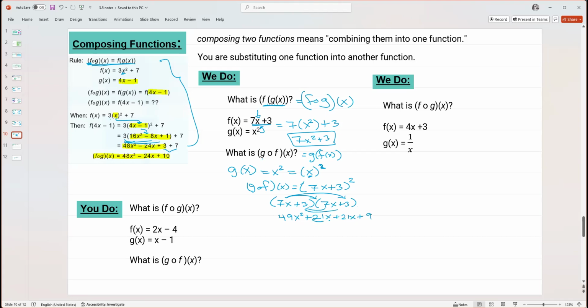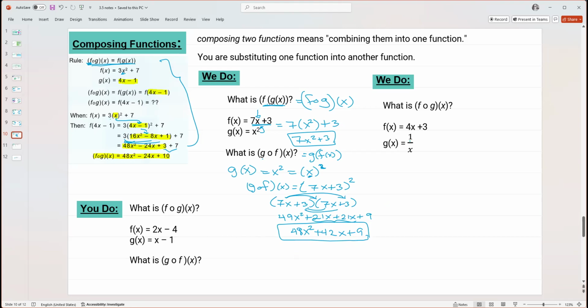So the only thing you can do is combine those middle terms. So this equals 49x squared plus 42x plus 9. Definitely expand and multiply it out.